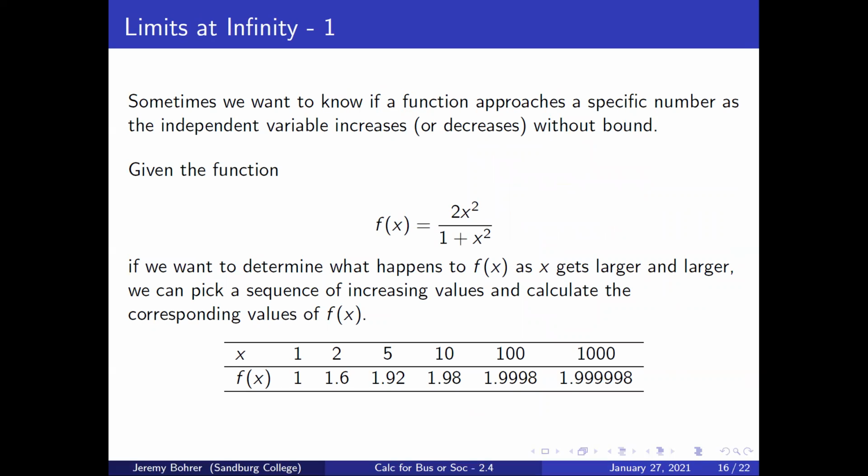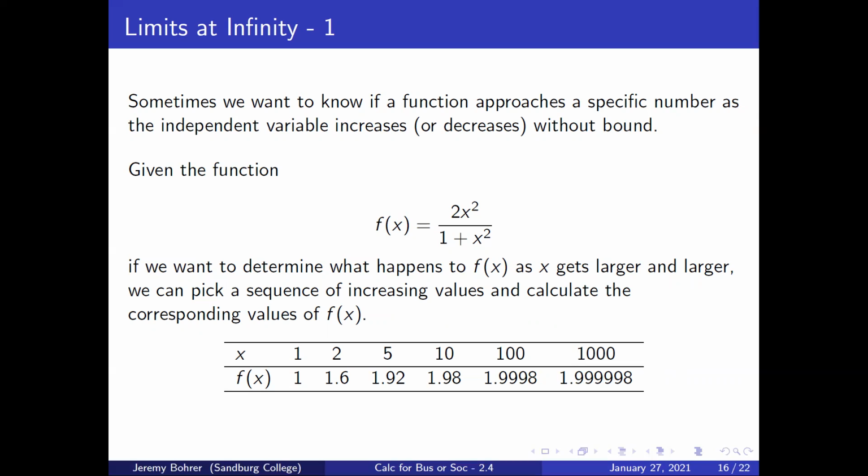Sometimes we want to know if a function approaches a specific number as the independent variable increases or decreases without bound. Given the function f of x equals 2x squared over 1 plus x squared, if we want to determine what happens to f(x) as x gets larger and larger, we can pick a sequence of increasing values and calculate the corresponding values of f of x.